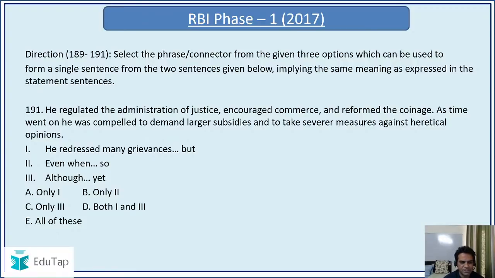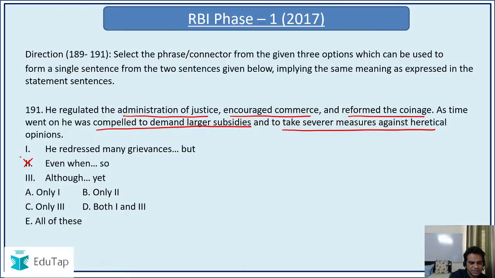Basically, it is a contradictory statement, guys, that he regulated the administration of justice, encouraged commerce, and reformed the coinage. As the time went on, he was compelled to demand larger subsidies and to take severer measures against heretical opinions. So it's a contradictory statement, guys. So I think not only B is incorrect here, even when he regulated the administration, so as the time went on. So this is not a continuation of sentences, this is a contradiction.